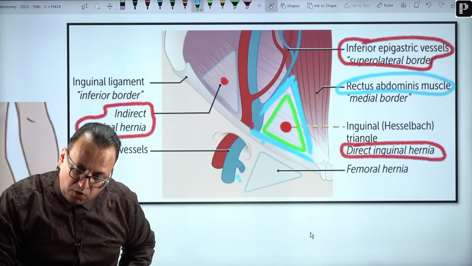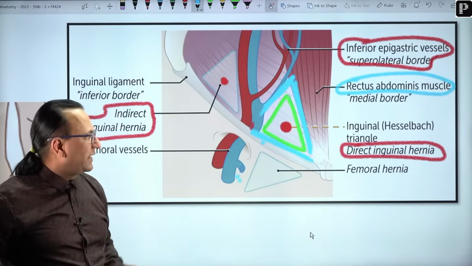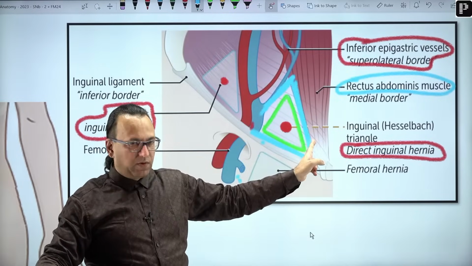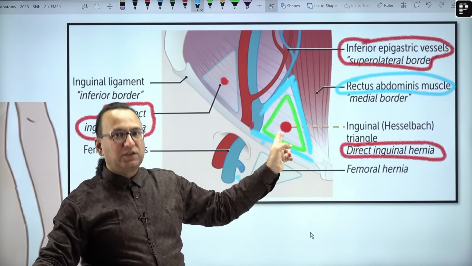Okay, the question was all borders except. So inguinal ligament will be one option. Lateral border of rectus abdominis will be one, and inferior epigastric vessel will be one, and whatever the fourth one is would be the answer of exception.